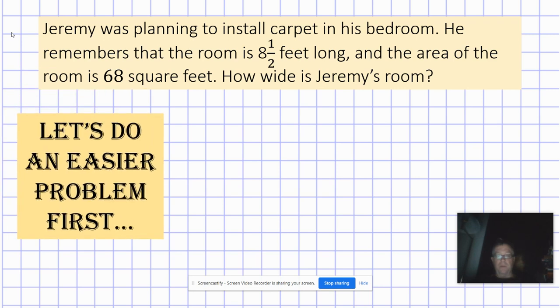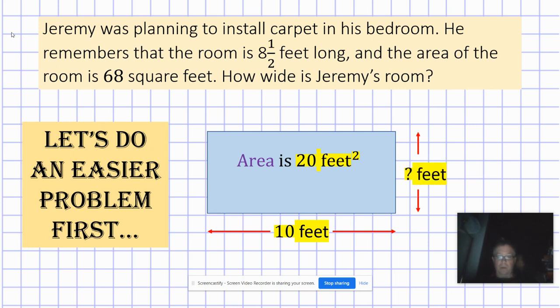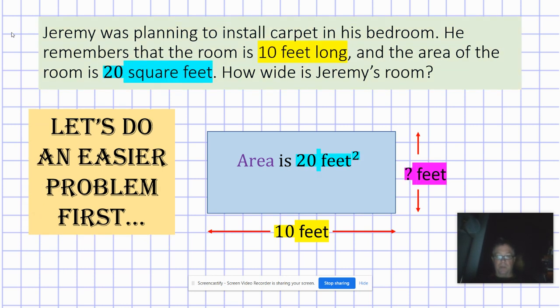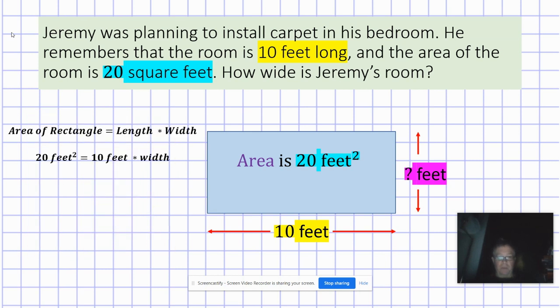What we're going to do is do an easier problem first. Let's say that it's not 8.5 and 68. Let's say that the area is 20 feet. It's 10 feet long. So you're going to have to figure out that 10 feet times something is equal to 20. Well, that's pretty easy. You can figure out the same thing.